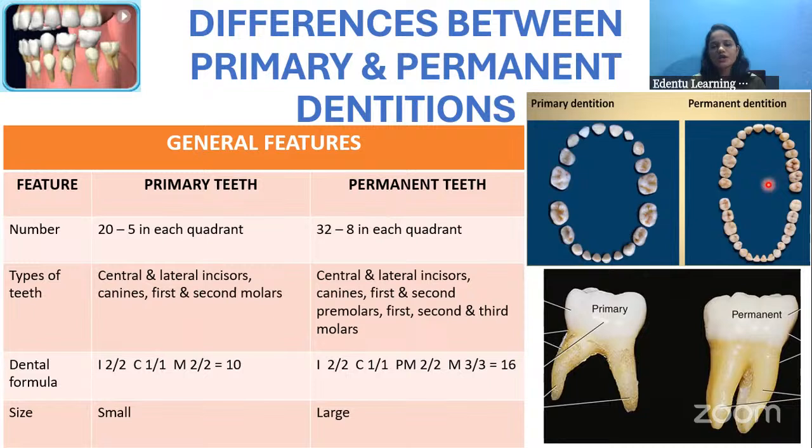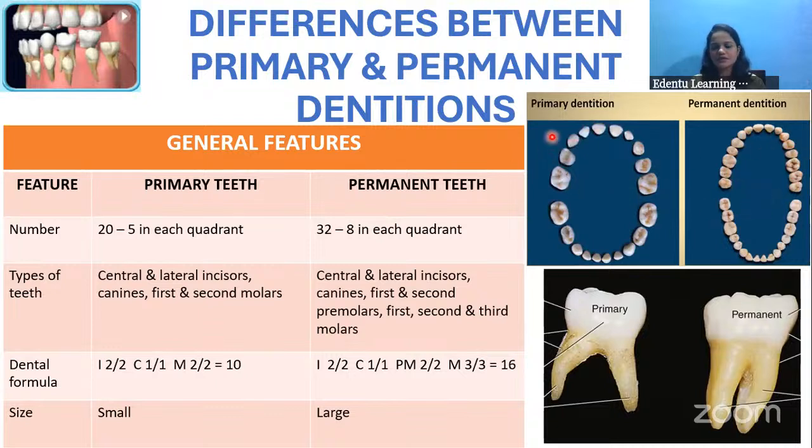In the case of permanent teeth, you will have two premolars in addition, and also the third molars will be present. Because of this change in the type of teeth, there will definitely be a change in the dental formula also. If you look at the dental formula for primary teeth, it is I 2/2, C 1/1, M 2/2, so totally in one arch you'll see 10 teeth. The permanent tooth dental formula will be a little different: I 2/2, C 1/1, premolars 2/2, and molars 3/3. So remember this dental formula for primary and permanent teeth. Totally it will be 16 in number in one arch. And look at the size of the primary and the permanent teeth.